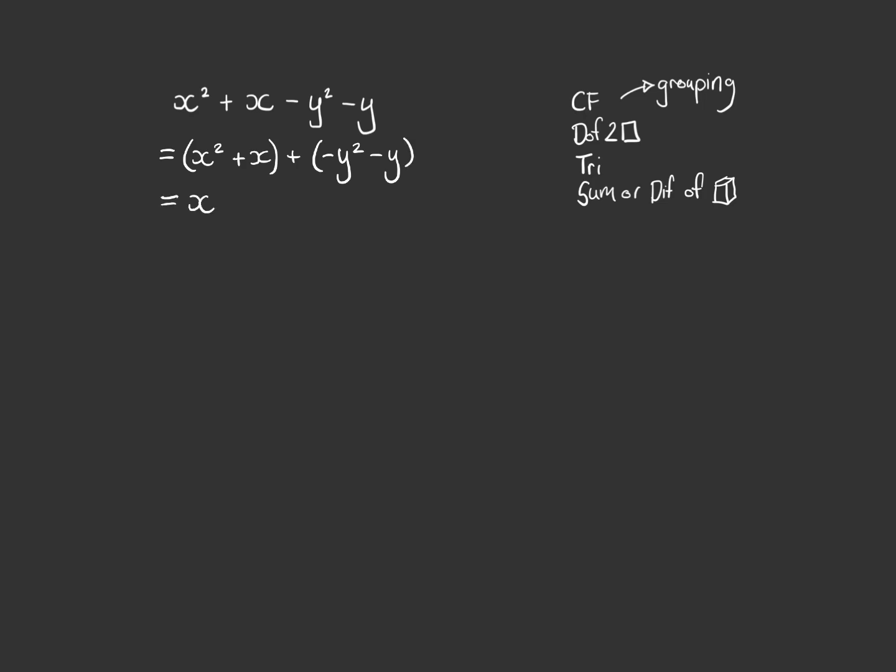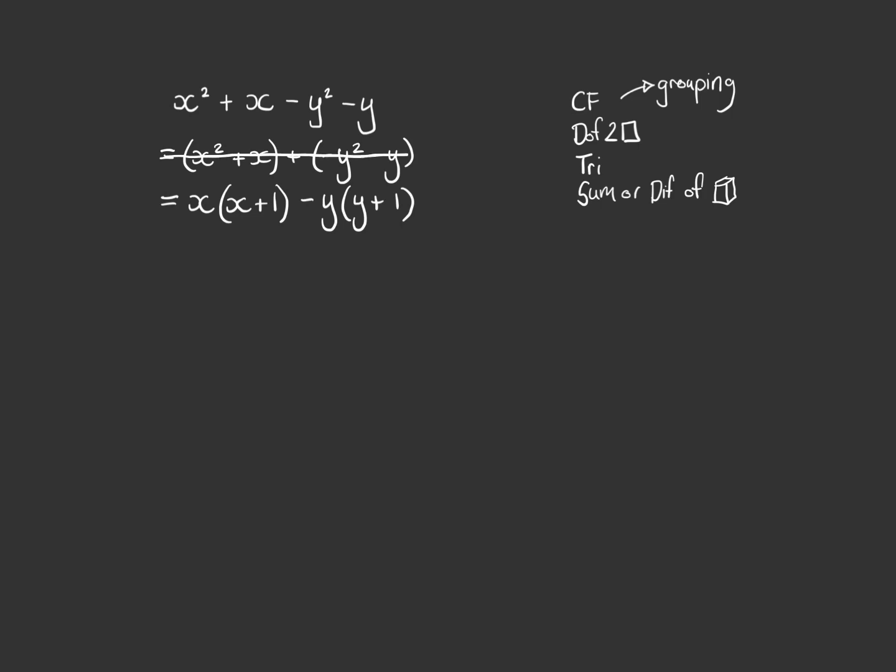Of course, now I'm going to take out x as a common factor, and I'm left with x plus 1. And I'm going to take out minus y as a common factor, and I'm left with y plus 1. So remember I said that I'm going down the wrong path. And this is what tells me I'm going down the wrong path: I have no common factors that I can take out at that point.